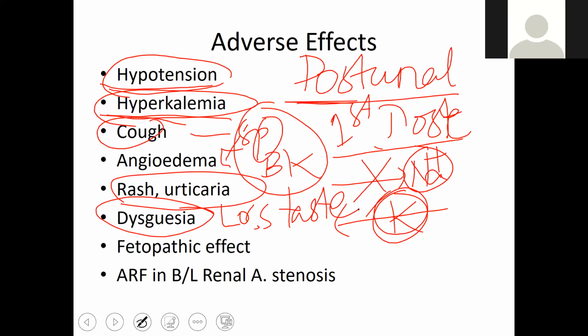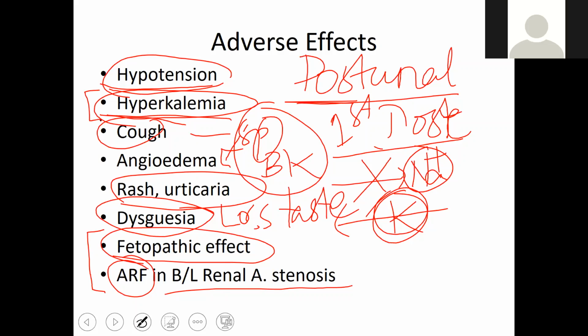So ACE inhibitors can have some fetopathic effect. I had already told that. And it may produce acute renal failure in bilateral renal artery stenosis. So these are the contraindications. The contraindications to the use of ACE inhibitors are hyperkalemia, because it may affect the heart, and fetopathic effect, because it may affect the growth of the fetus, maybe a teratogenic effect or congenital anomalies, and acute renal failure in case of bilateral renal artery stenosis.